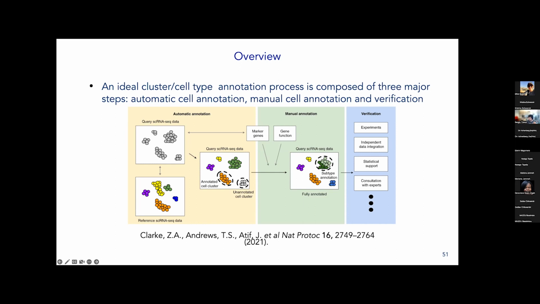And then the last step that you always should do after automatic annotation and manual annotation is the verification, which is actually trying to do experiments to validate what you're finding, trying to evaluate if your populations are present in other samples, and consulting with experts. You also want to see if you have the statistical support to say, hey, this population is what I think it is, and to have enough cells to say this is actually something.